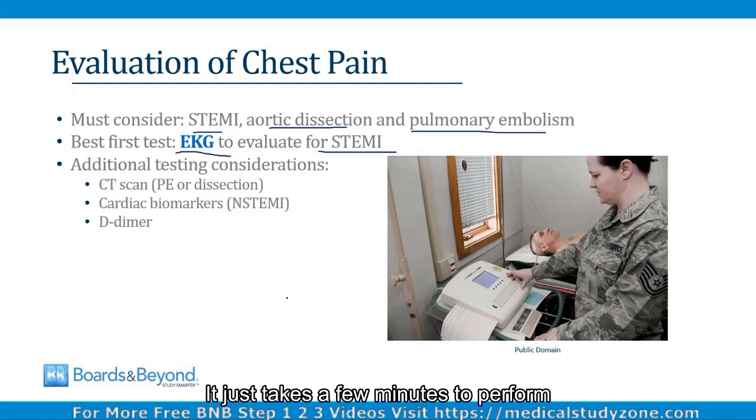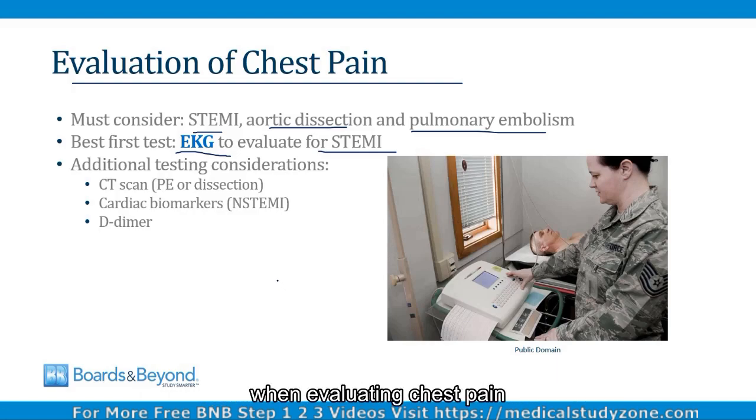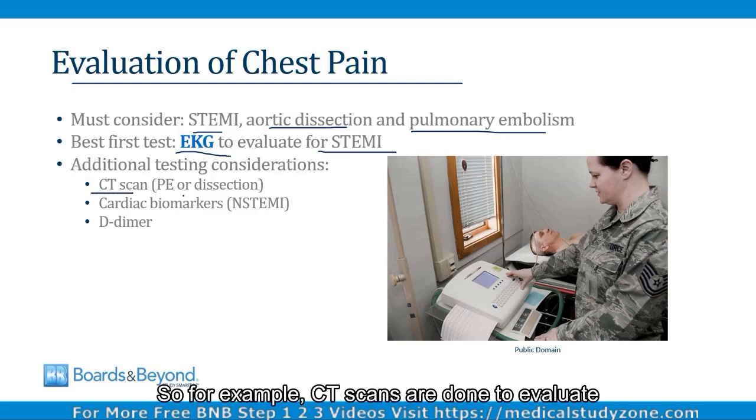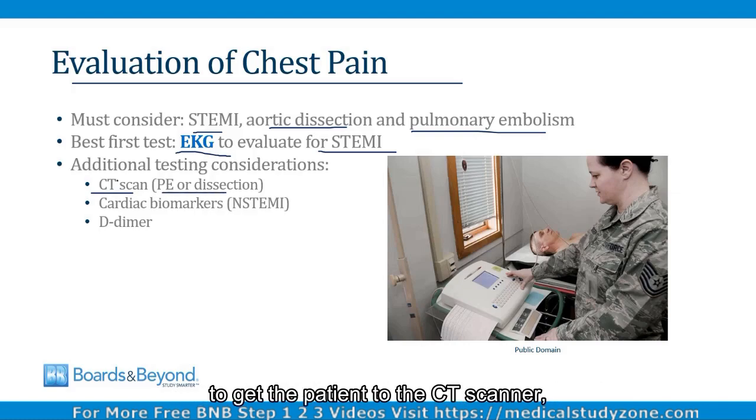It just takes a few minutes to perform, and it will immediately let you know whether or not the patient has a STEMI. Now, there are many other tests that are also used when evaluating chest pain, but those are done after the EKG. So, for example, CAT scans are done to evaluate for pulmonary embolism or dissection, but it takes time to get the patient to the CAT scanner, so you're going to do the EKG first.